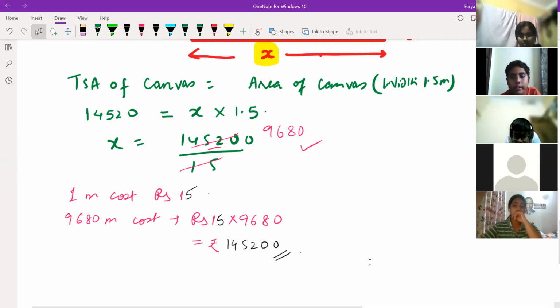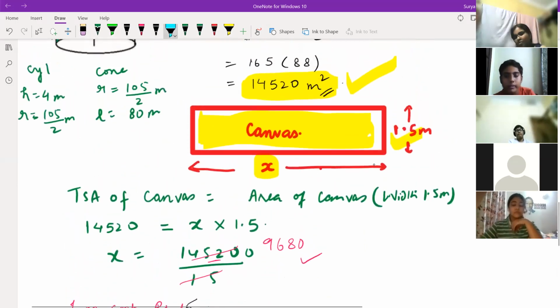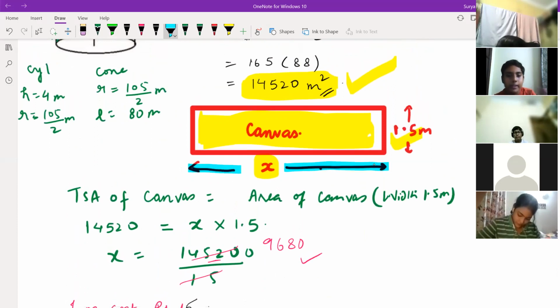Sir, I didn't understand what x is in this case. Like, what do we take as x? X is the length of this canvas, Ritvik. They gave us the area and we have to divide by the width to get the length. We found the area, so we have to find the length with the width. This area and this whole canvas area are the same only, no?